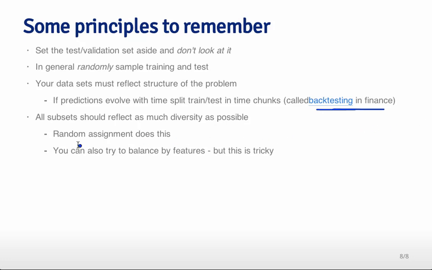All subsets should reflect as much diversity as possible. If you do random assignment, it does this. You might also try balancing by features. This can be a little bit tricky, but it often is a useful idea.